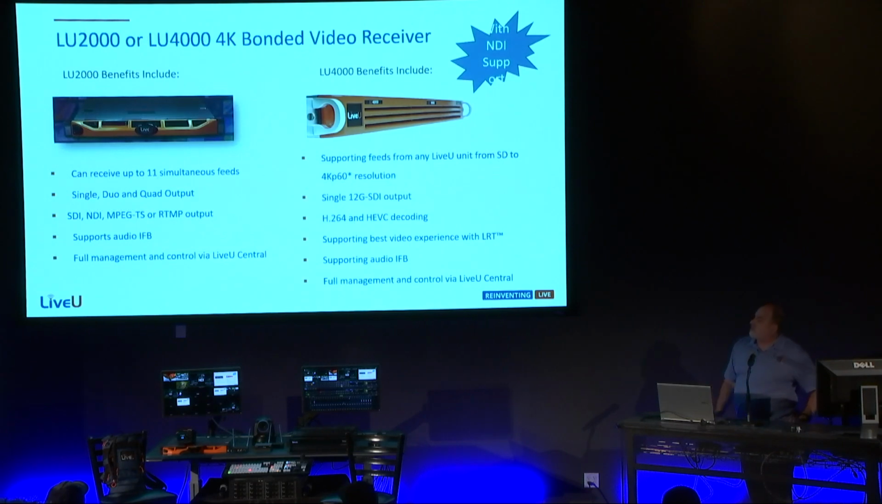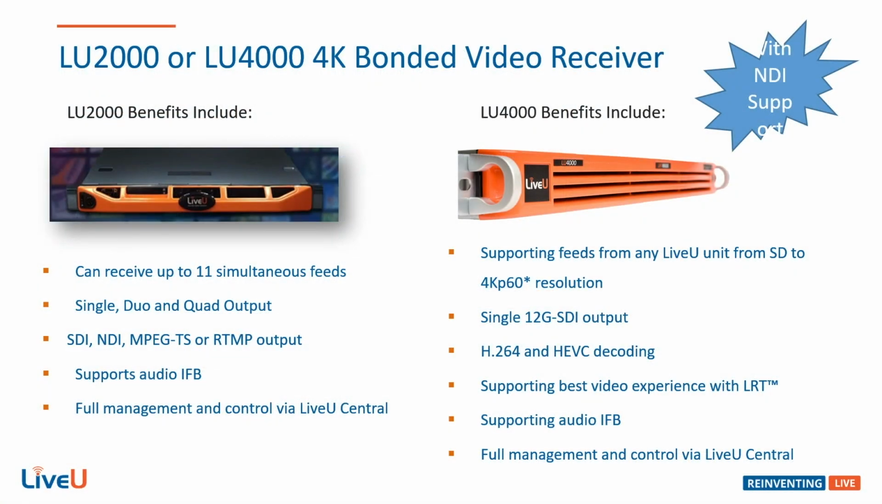One of the things that is a big piece of the NDI puzzle for us is our physical server. You have this up on the desktop here, and I'll be talking more about it in just a minute. We have two types of servers. The LU2000, which is a 1080 device that has single, dual, or quad output. It supports NDI, SDI, MPEG-TS, or RTMP. It actually can do all of those simultaneously. It also has support for audio IFB and can be managed with our web-based interface, what we call LiveView Central.